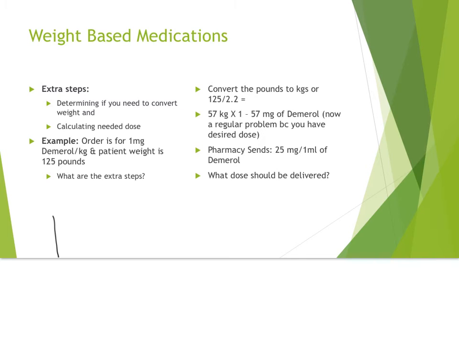There are going to be times that you're going to have meds ordered based upon a patient's weight, or weight-based medication administration. So there are a couple of extra steps. The first one is, do you need to convert it? Do you need to convert the weight? Is the weight ordered in pounds or kilograms? And what is your patient's weight in? And that determines. Once you determine or calculate the patient's weight, then you'll need to calculate the actual dose. An example would be, let's say a physician orders 1 milligram of Demerol per kilogram and the patient weighs 125 pounds. What are your extra steps?